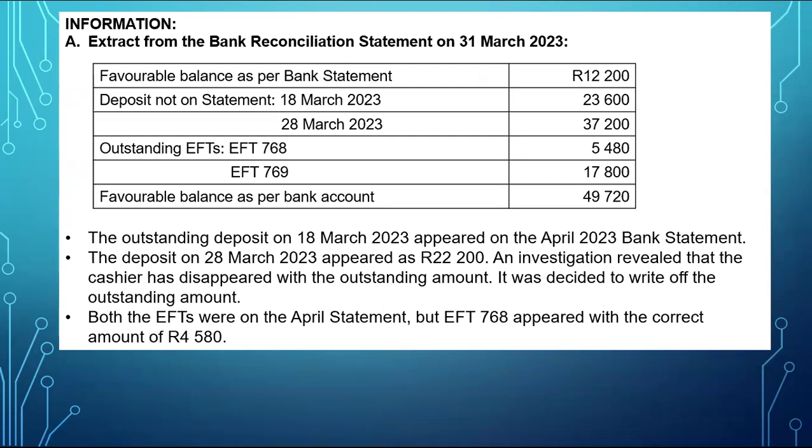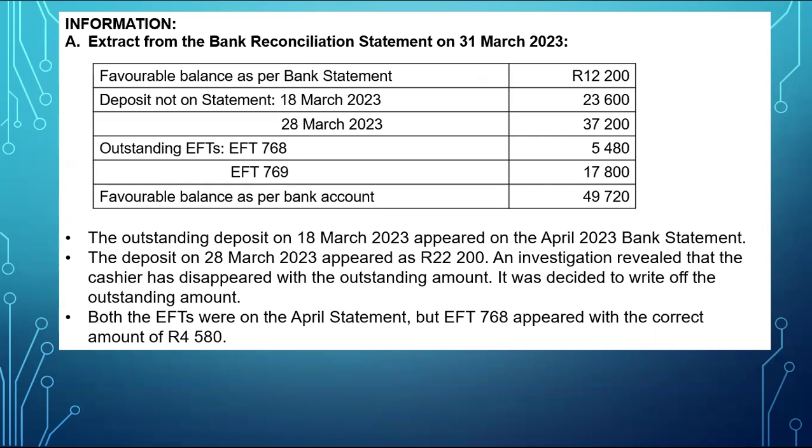Outstanding EFTs, these are payments that are in the cash payments journal, but were not in the bank statement in March 2023. They were supposed to have been on the debit side of March's bank statement. And unfortunately, they were not there. That is why they were recorded in the bank reconciliation statement. And then according to this, it said the favorable balance as per bank account. This is for last month, right at the end of the month.